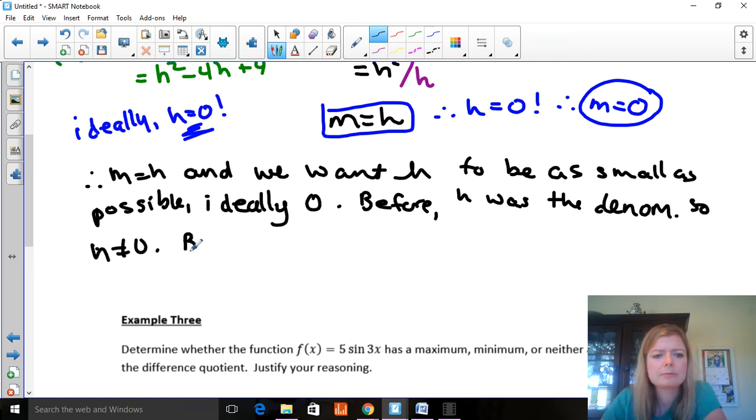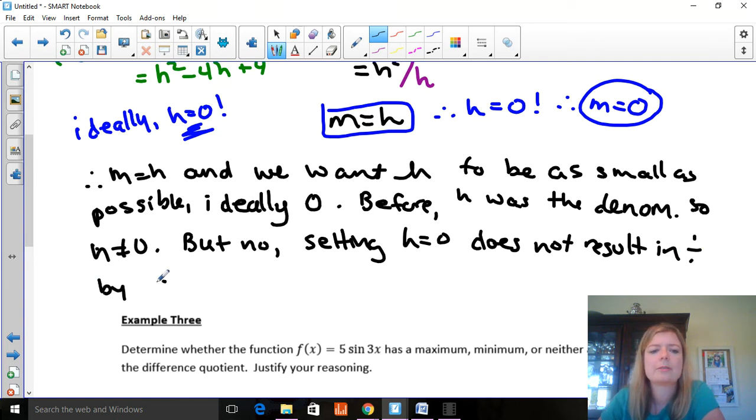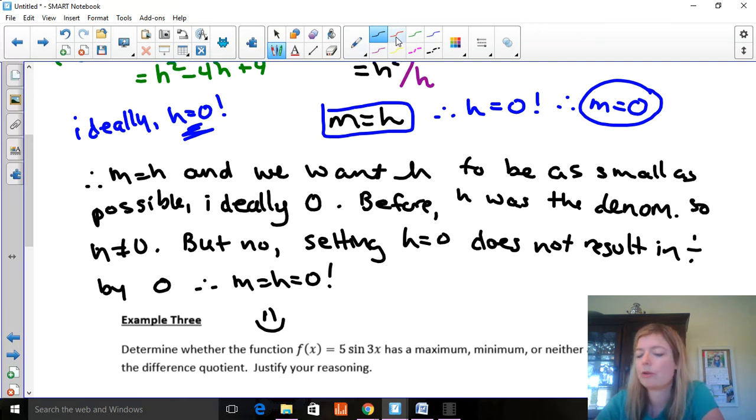But now, setting h equal to 0 does not result in division by 0. Therefore, m equals h equals 0. And we're happy. So that verifies that we have a horizontal tangent or a high point or a low point.